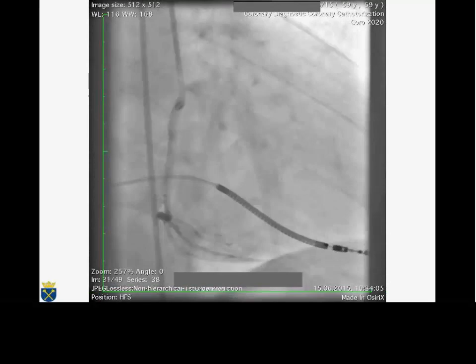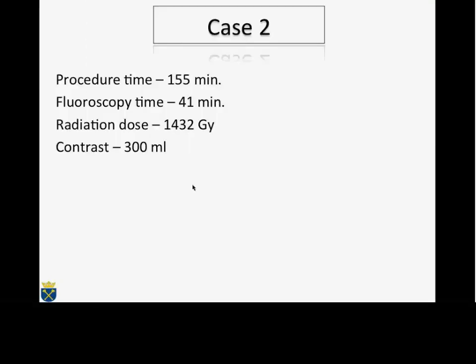This is the final result. To summarize the procedure, time was 2.5 hours, 41 minutes of fluoroscopy, radiation dose not so high, 1.4 gray, and the contrast 300 cc. So it is an example that if you deal with a CTO, you can start with trouble at the beginning.